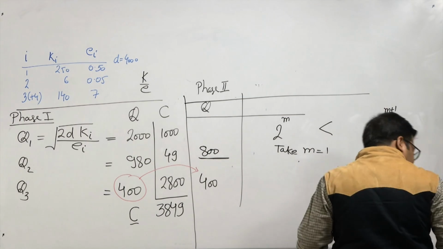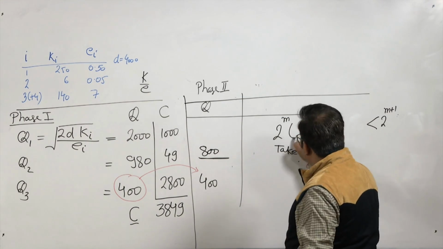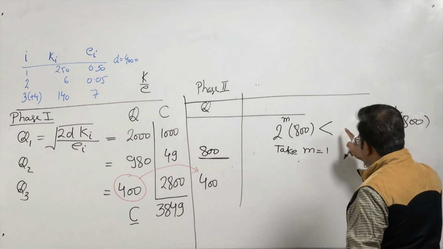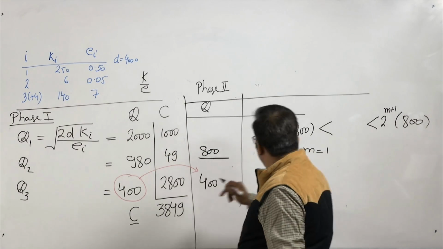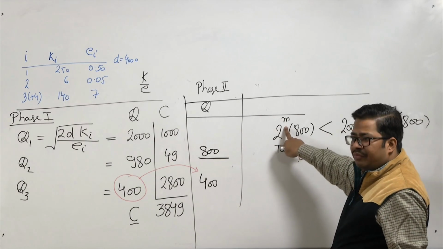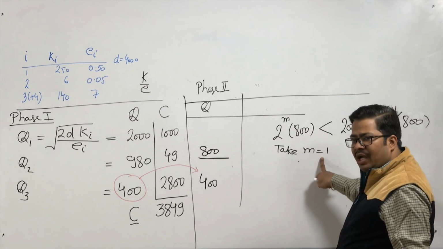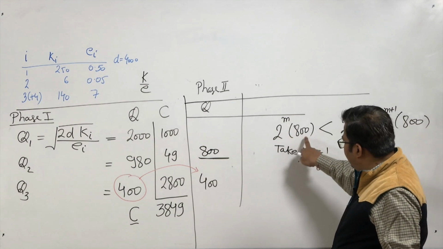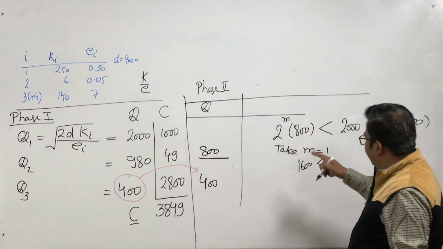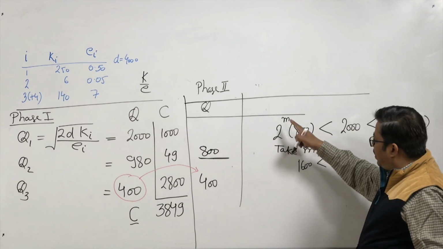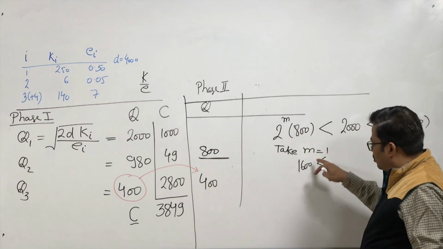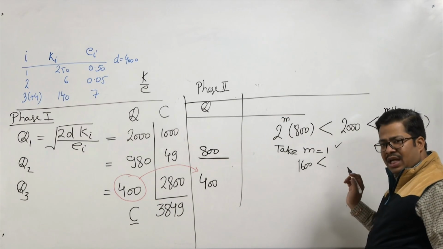You will have this to be a multiplier of 800 now, and in the center you will have 2000. So this is how you have. Now 2 to the power 1, if I take again the value of m equals 1, 800 into 2 becomes 1600. If I increase m equals 2, so 2 to the power 2, 4 into 800 becomes 3200, which is not less than 2000. So this m equals 1 is okay.